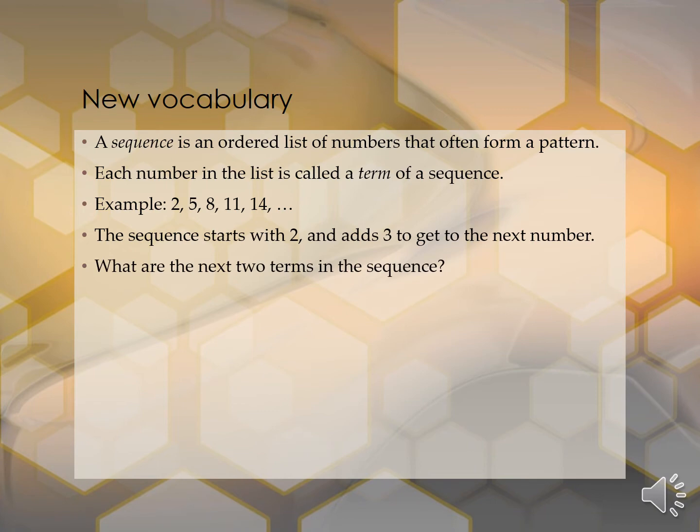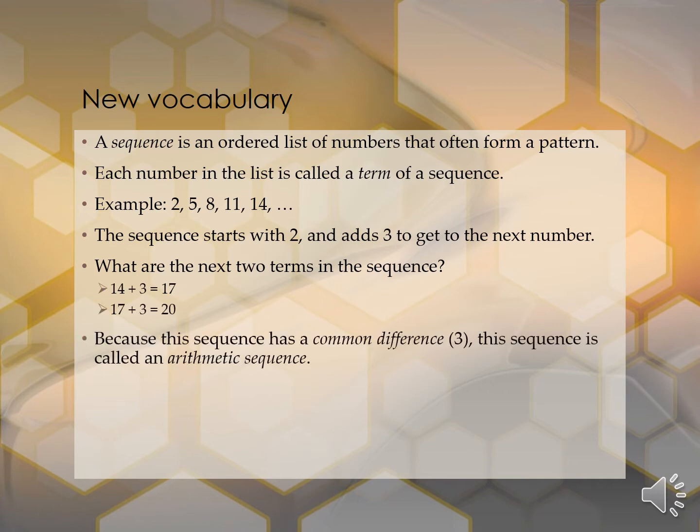Can you tell me what the next two terms are in the sequence? If you said 17 and 20, you are correct. Because this sequence has a common difference of 3, this sequence is called an arithmetic sequence.